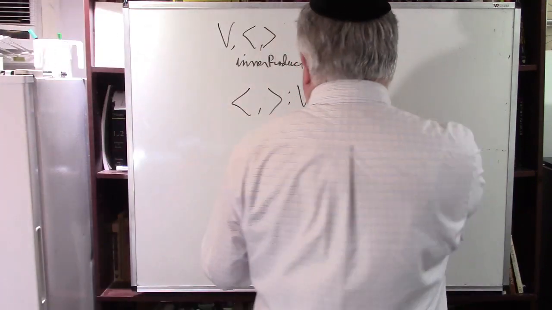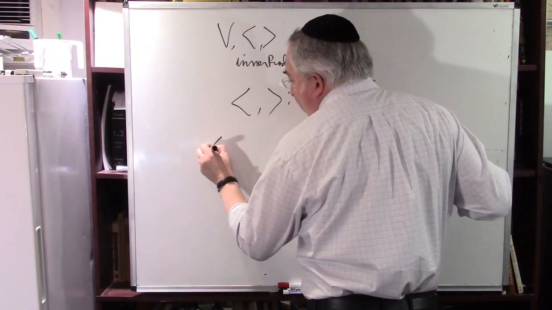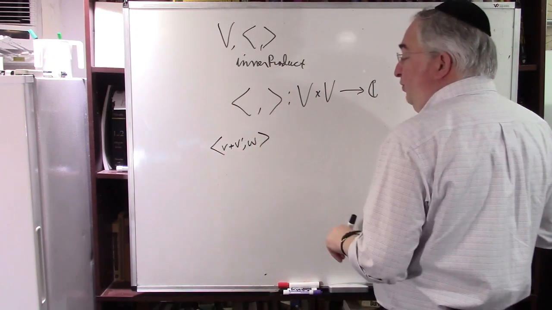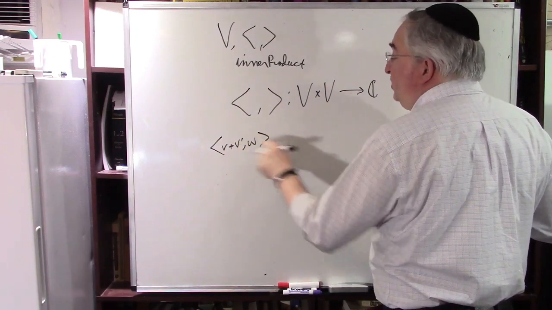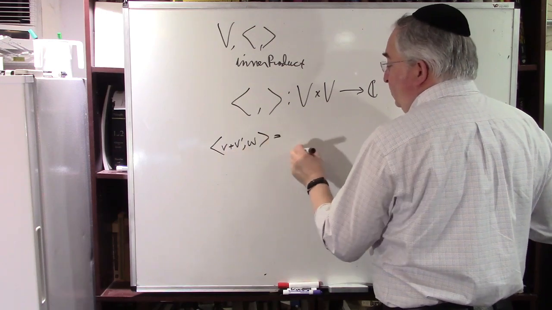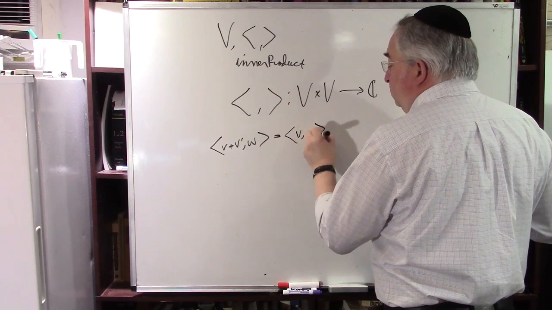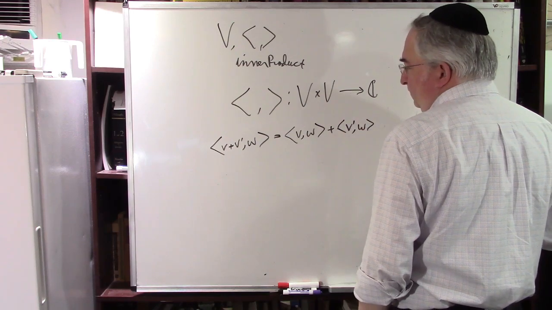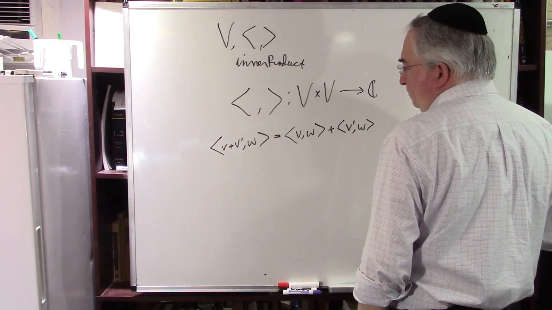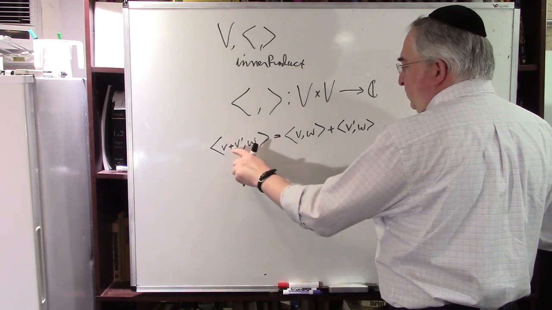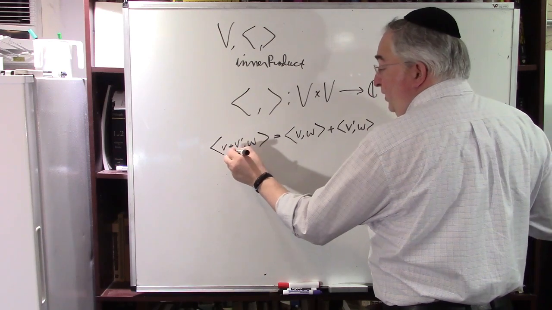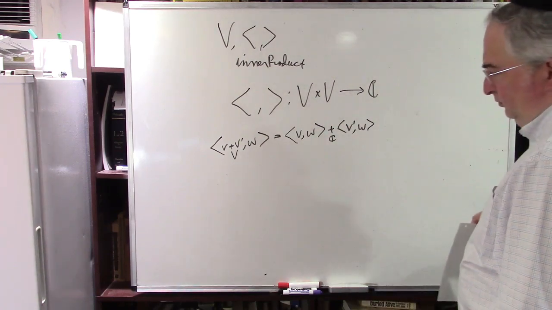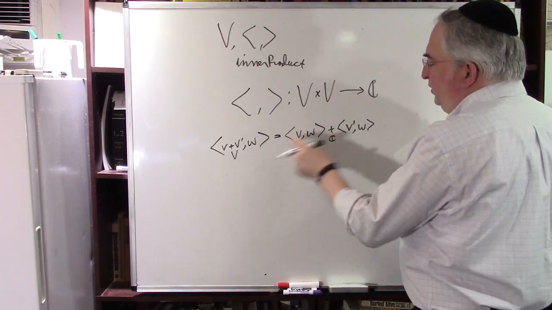Okay, now this operation has to satisfy certain requirements. For example, little v plus little v prime, comma, little w, so you have 3 vectors there. We want this inner product to preserve this operation, in some sense. So what that means is this. This plus is inside the capital V. This plus is inside complex numbers. Same thing with the other side.